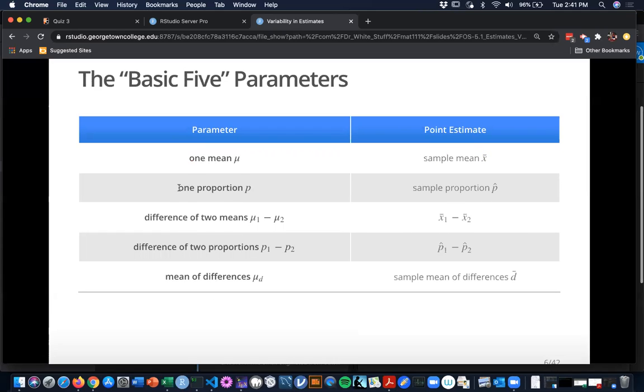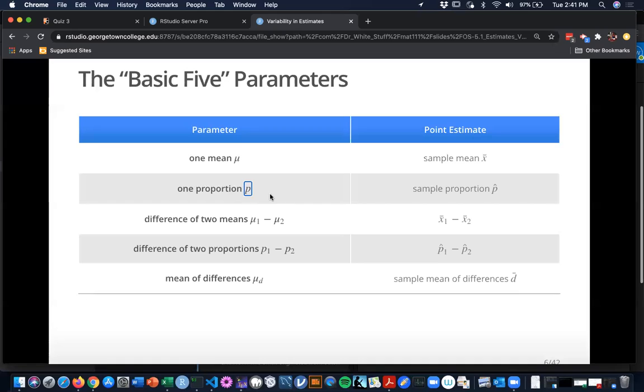But there are also situations where you might be interested in a population proportion. Say you wanted to know the percentage of all registered voters who are going to vote for Donald Trump. Then everybody in the population is either going to vote for Trump or not, a yes-no thing about the person. If you counted up all the people who are going to vote for Trump and divided by the number of people, you would have a proportion, the proportion of all people in the population who will vote for Trump. That's one population proportion, and it's called little p.